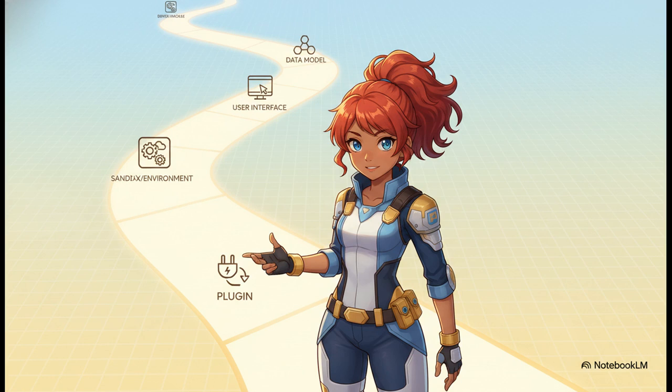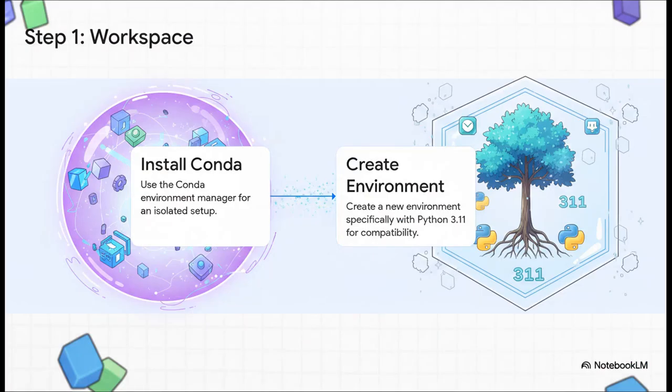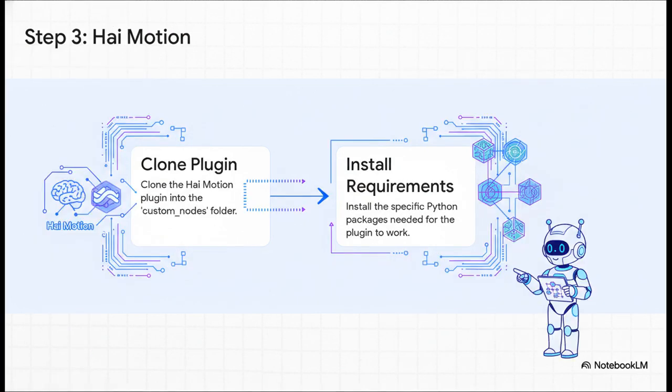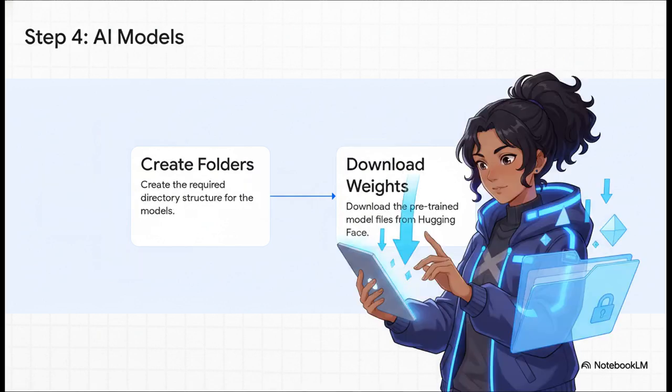All right, want to try it for yourself? Let's quickly go over the installation steps. First things first, you'll want to set up a dedicated environment so nothing breaks. Next up, you'll install ComfyUI. Think of it as the main dashboard for the AI. Step 3 is where the magic happens. You add the High Motion plugin itself. And finally, you download the AI's brain, the actual models, and put them in place.